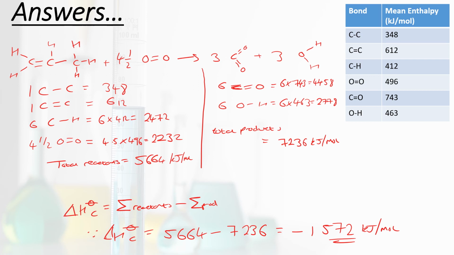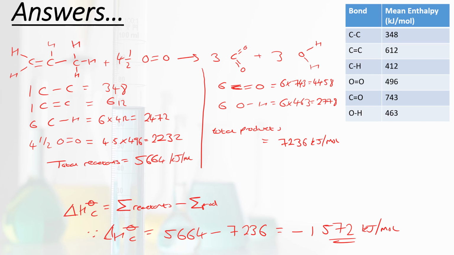We then have 4.5 lots of our oxygen-oxygen double bond. So again, it's really important to make sure that our equations are balanced. In the question, it was already balanced for us, but if it wasn't already balanced, make sure you balance your equation, because you need to know the mole ratios to be able to calculate these values correctly. And so summing together all of those reactants, we end up with 5,664 kilojoules per mole.